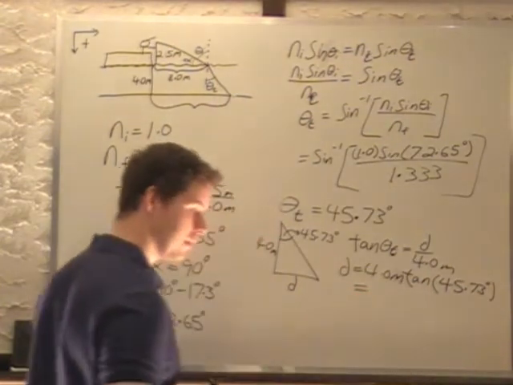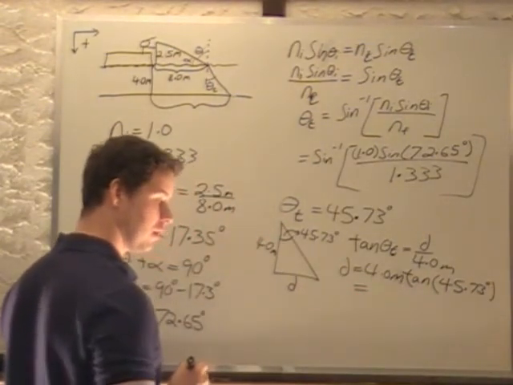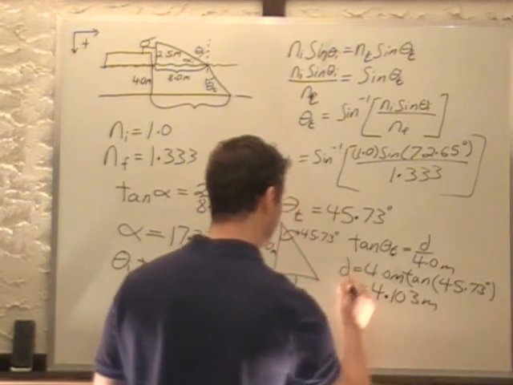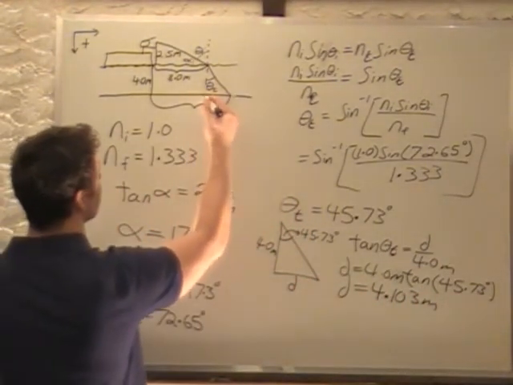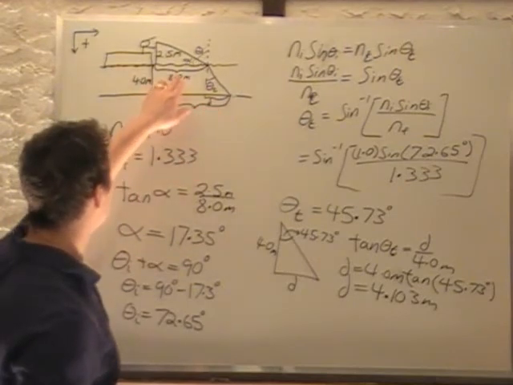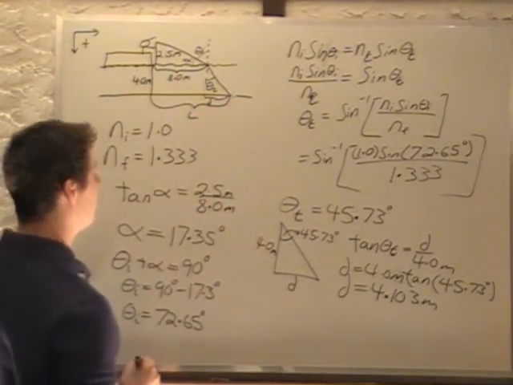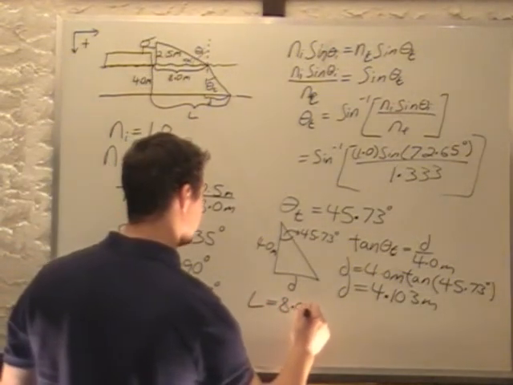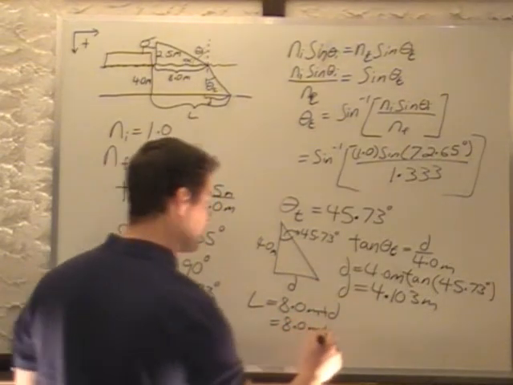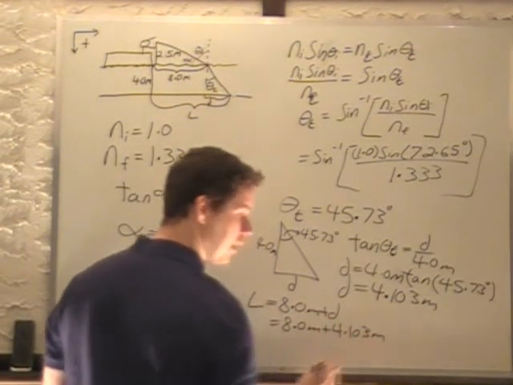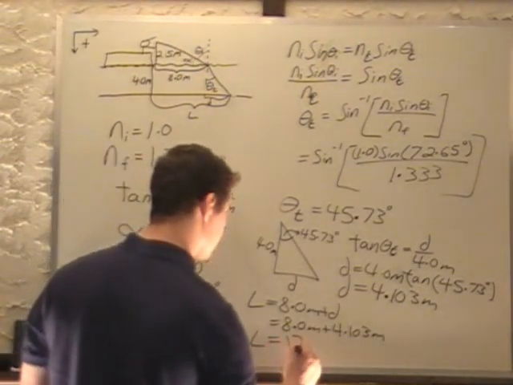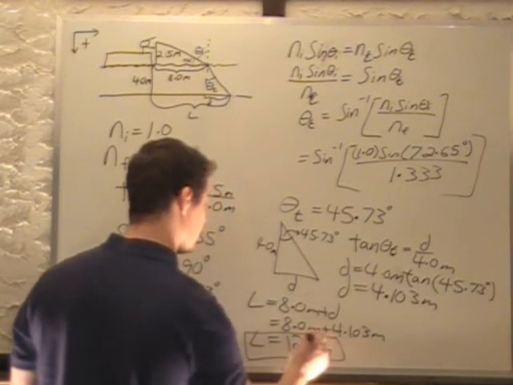Okay, that d is 4.103 meters. So that's this distance here. This distance here is d. Okay? So now all we have to do is add d to our 8 meters here. Sorry, L. We'll call that L. So L is going to be equal to 8.0 meters plus d, which is equal to 8.0 meters plus 4.103 meters. Okay, and if we go to three significant digits, our final length is 12.1 meters. And that is your final answer.